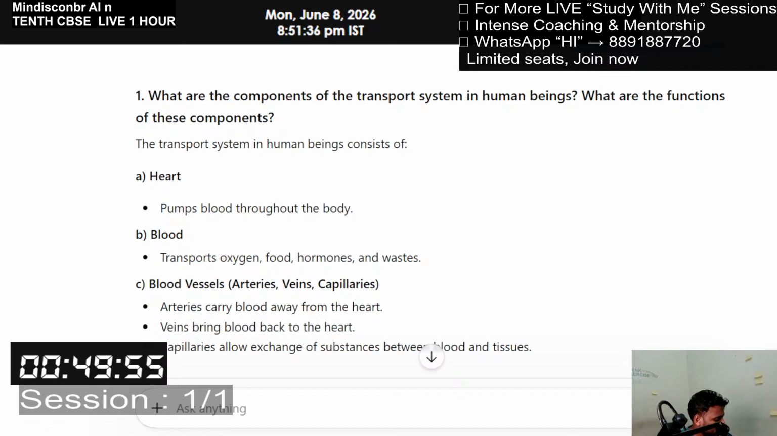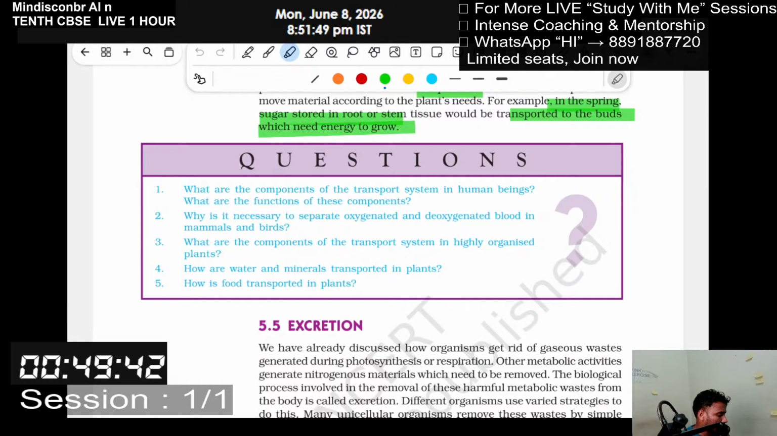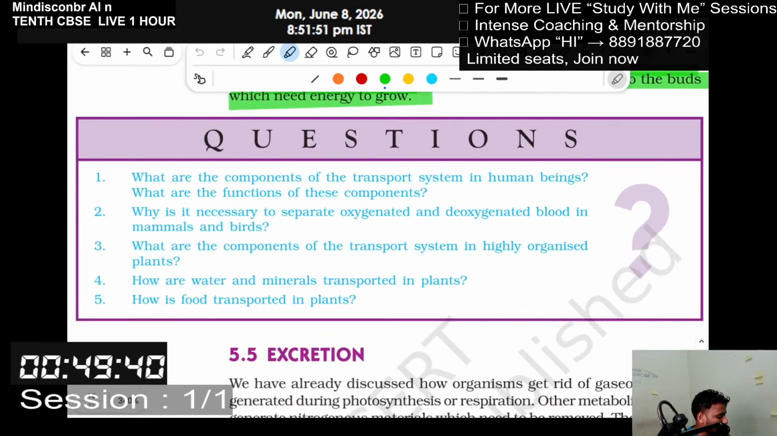Today we will be studying excretion. Before that, we have to study some of the questions that have been part of the transportation. These questions. First question, what are the components of the transport system in human beings?